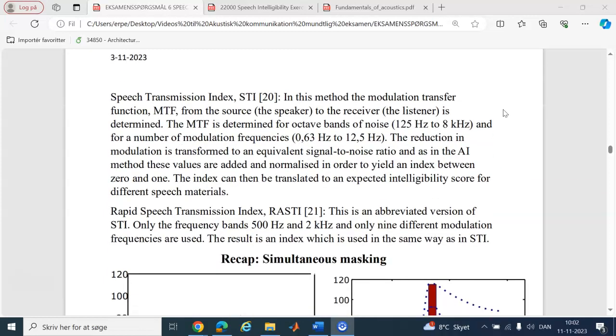Then we have the speech transmission index STI. In this method, the modulation transfer function MTF from the source, the speaker, to the receiver, the listener, is determined. The MTF is determined for octave bands of noise from 125 Hz to 8 kHz and for a number of modulation frequencies, 0.63 Hz to 12.5 Hz. The reduction in modulation is transformed to an equivalent signal-to-noise ratio.